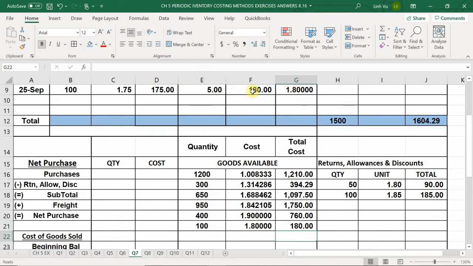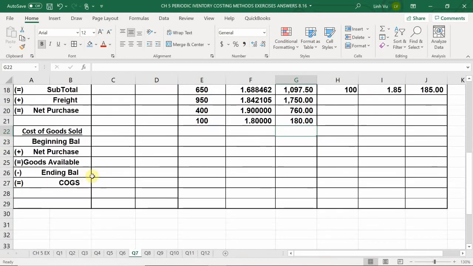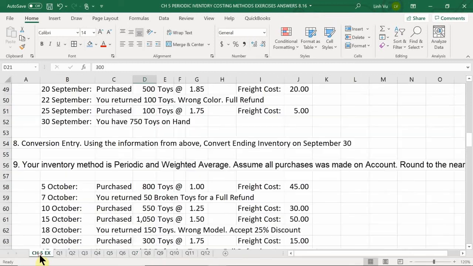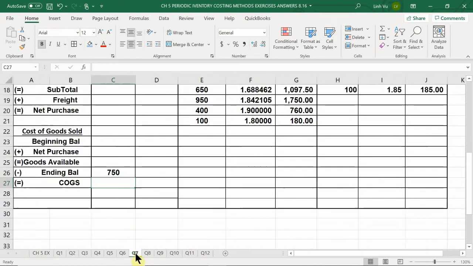We're going to carry that over to our goods available. Okay, and we know that our ending balance or ending quantity is going to be a total of 750 items left in my inventory on hand. Okay, that should be the amount that I should have left at the end of selling all my inventory items.